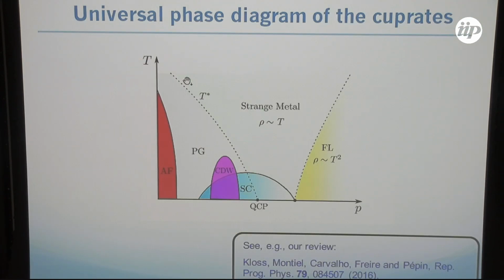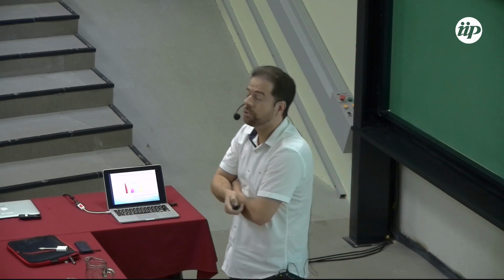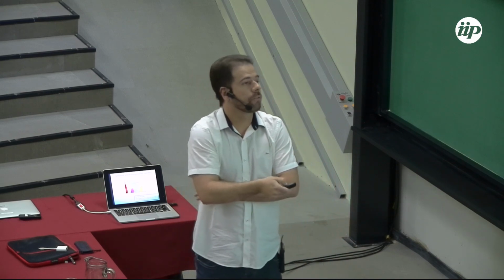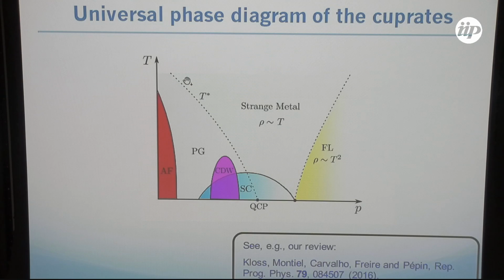So I'll just briefly mention here, everybody knows this phase diagram of the cuprates. Here there's the antiferromagnetic Mott insulating phase. As you dope, the system enters this very mysterious phase which sets in at T star. And this T star potentially crosses the superconducting dome and ends up at a quantum critical point at T equals 0. Of course, there's also the strange metal phase, and at very high doping one recovers a Fermi liquid regime.